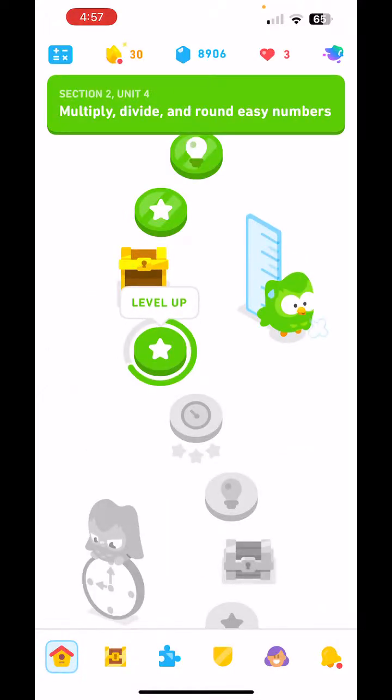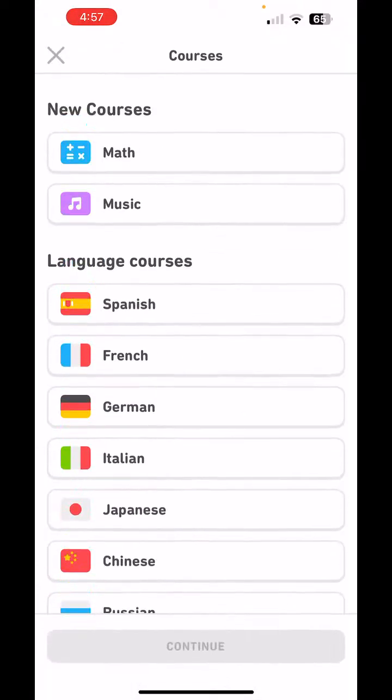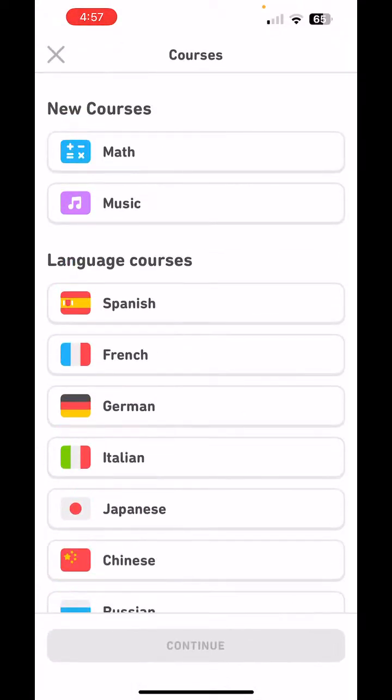So if you go into your Duolingo app and tap on where your language flag would be, if you go over to the plus sign here, it should say new courses, and you'll see that they have math lessons as well as music lessons, and then all of the language lessons on the bottom.